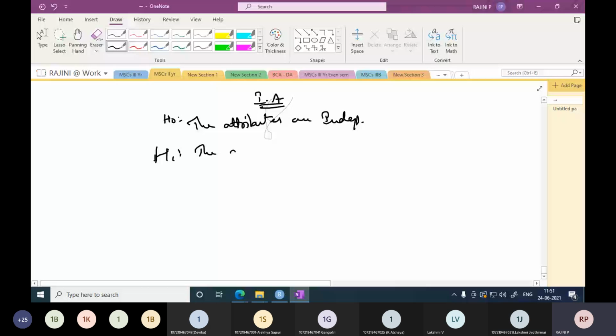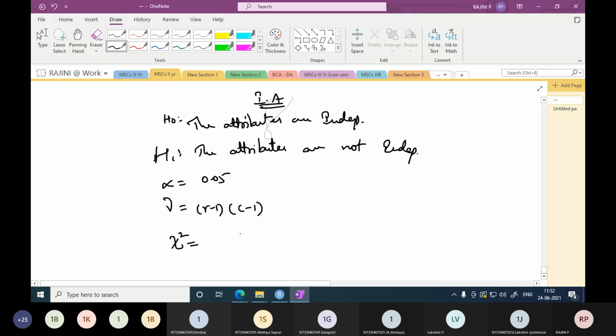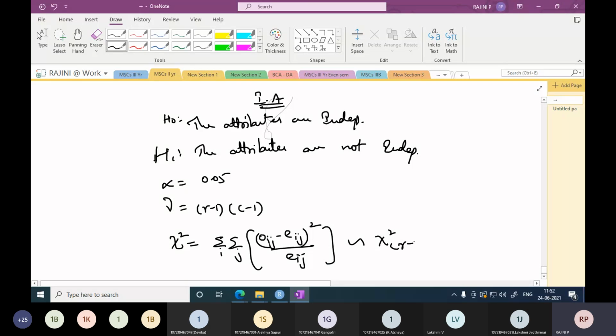Okay. Next, what is the level of significance? They did not mention anything in the question, so it will be taken as 5%. And what is the degrees of freedom? R minus 1 into C minus 1. Very good. And what is the test statistic chi-square? Summation over i, summation over j, (O_ij minus E_ij) whole square by E_ij. It follows chi-square with R minus 1 into C minus 1 degrees of freedom.